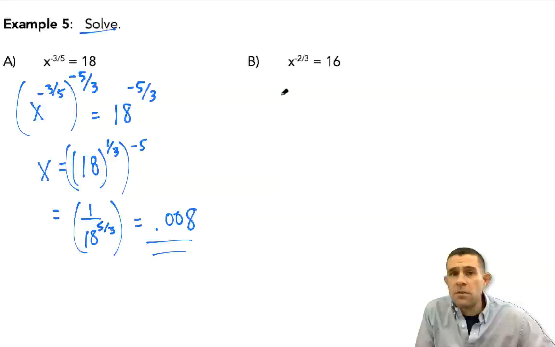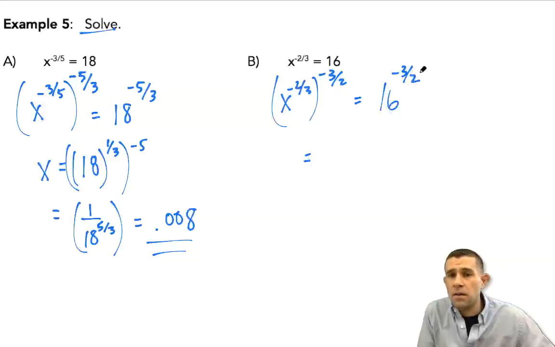All right, let's try our next one here, letter B. We have x to the negative 2/3, and we want to solve for x. So I need to raise it to the reciprocal of that power, negative 3/2. So 16 to the negative 3/2. And we're going to complete this one by hand here.